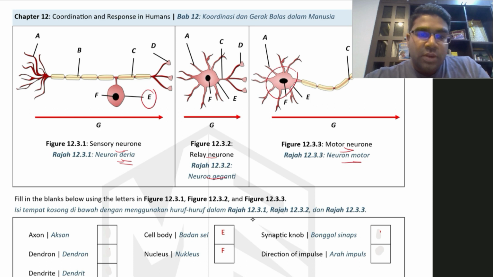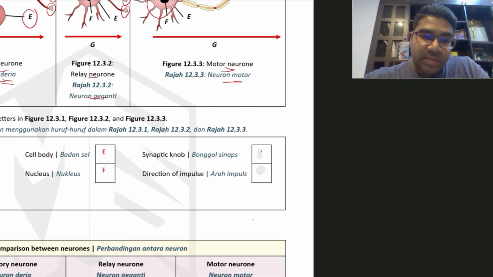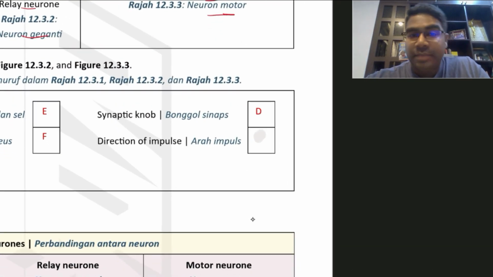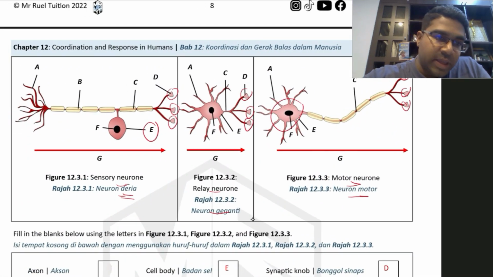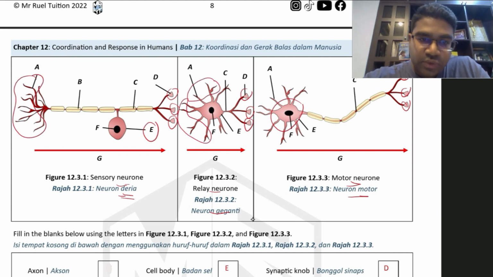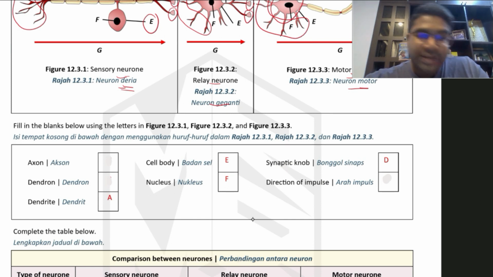So neuron geganti pun dia ada badan sel dan nucleus. Okay, so then ini kita dah boleh nampak satu hujung dia yang membonjol macam ni, yang ada macam bengkak. These ends are swollen. So what is this? This is the synaptic knob. Ini adalah bonggol synapse. Okay, now if you look at this A, kita boleh nampak macam ada macam rambut yang sangat halus. Okay, so we can see very fine, like fine hairs. So these are the dendrites. Ini adalah dendrite.